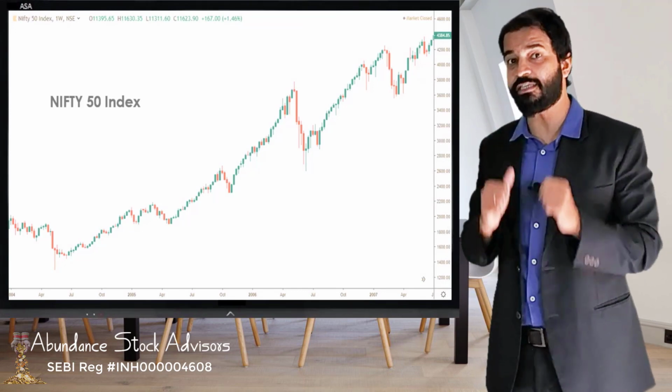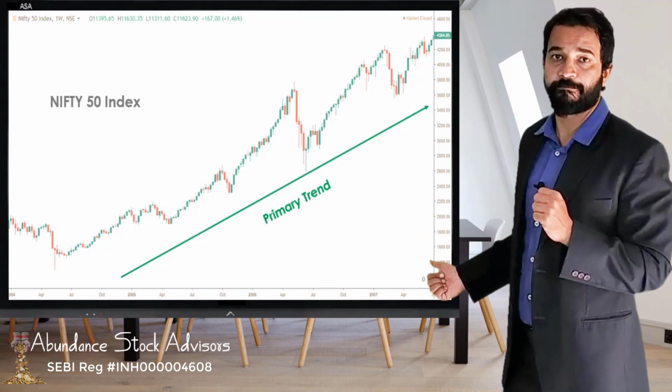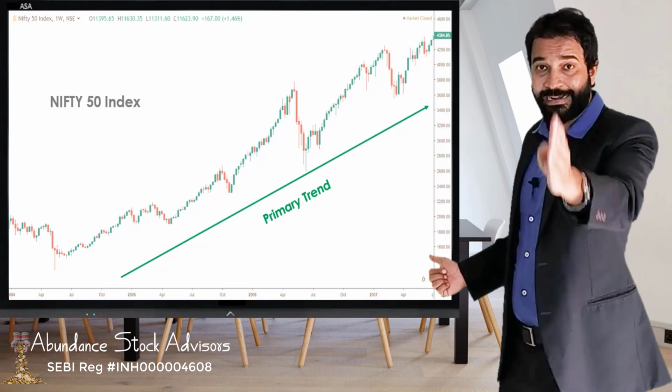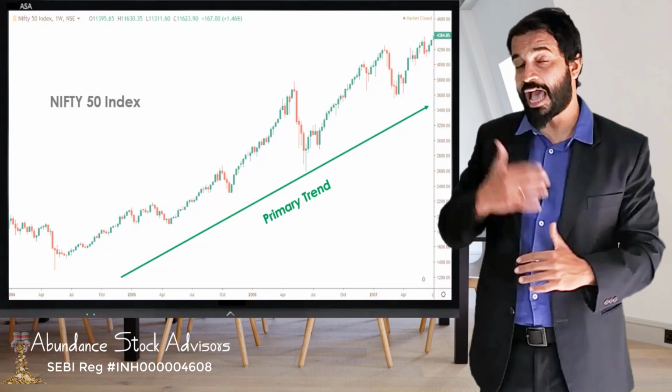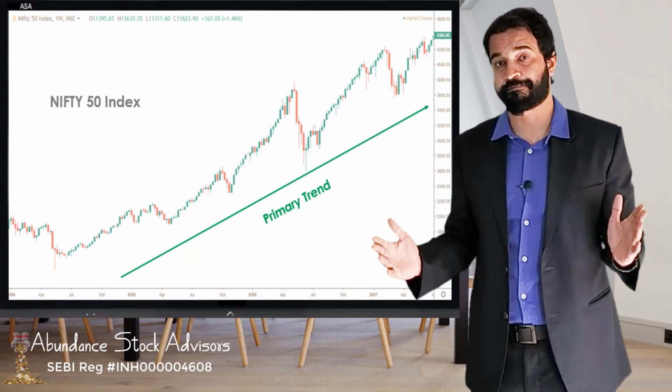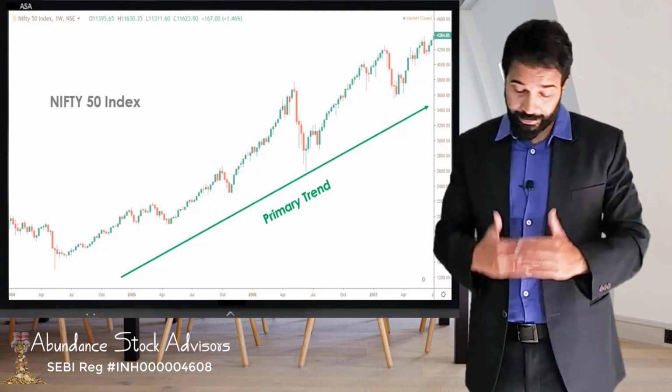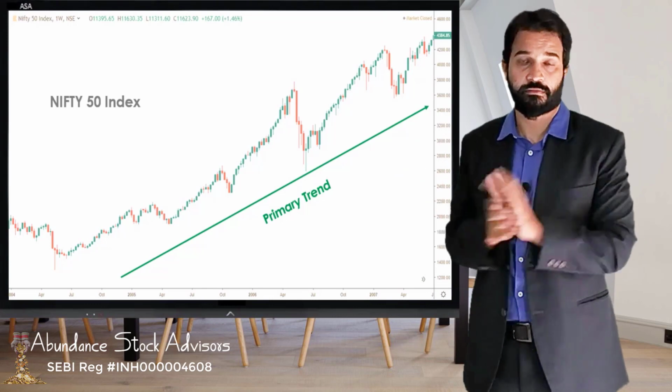And the first one is the primary trend. This is the main underlying trend. It could be bullish or bearish. It lasts from 6 months to several years. It remains active until a trend reversal is confirmed.